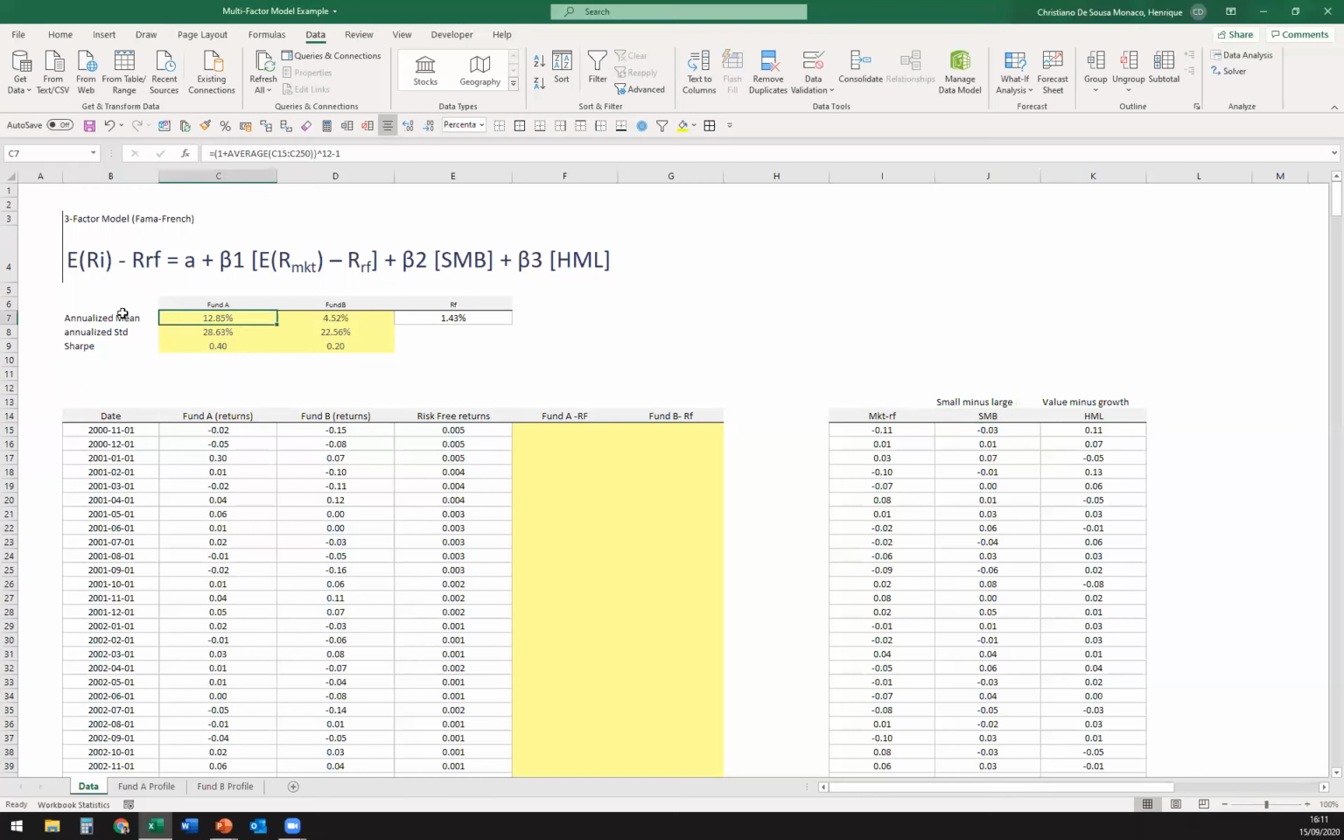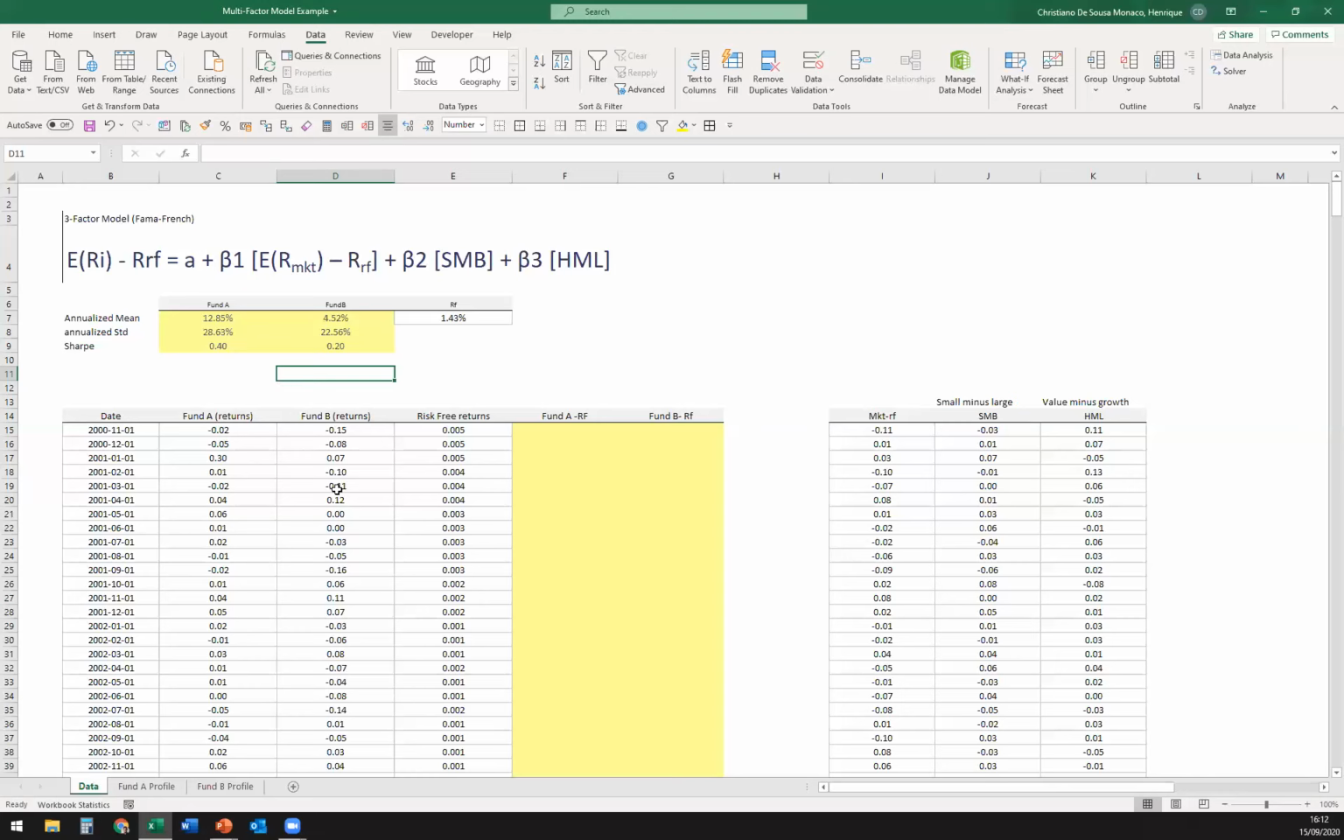So we have some calculations already done here: annualized mean, standard deviation, and Sharpe ratio. You could run geomean here if you want, but clearly Fund B had a better performance than Fund A, with a little bit greater standard deviation but a higher Sharpe ratio, right? However, can you compare them and say that they also outperformed the market?